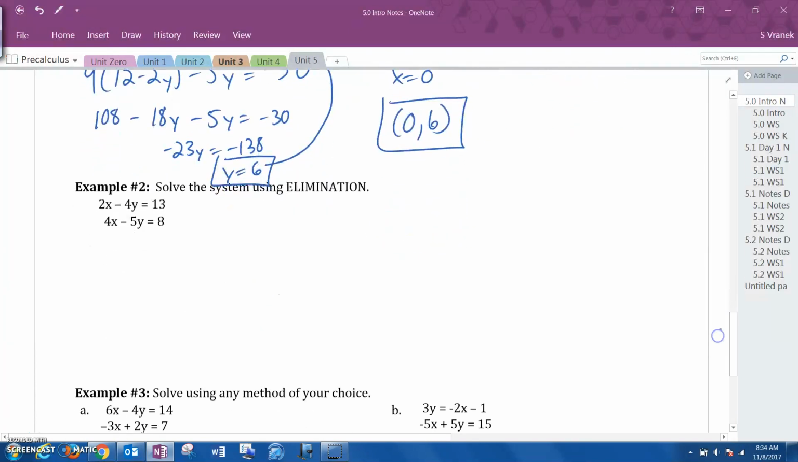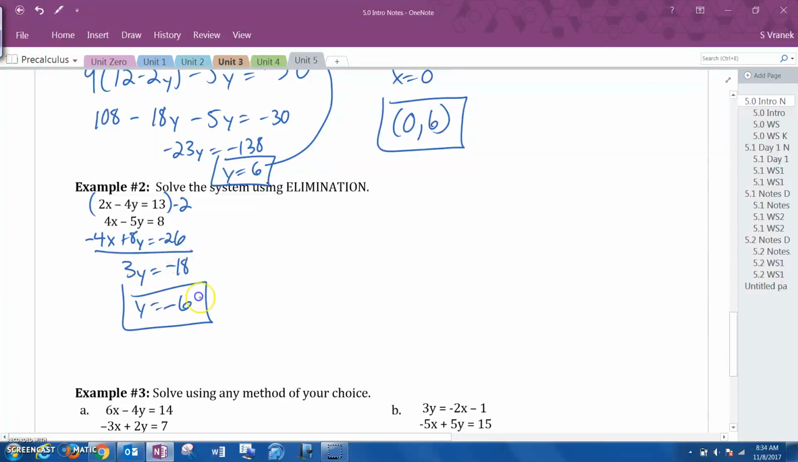With elimination, you're looking for canceling. So I see that one of the x's are 2x and the other one's 4x. So if I make the top one a negative 4x by multiplying by negative 2, so I'm multiplying the top by negative 2. And then I'm going to add down. These cancel. We get a 3y equals negative 18. So y equals negative 6.